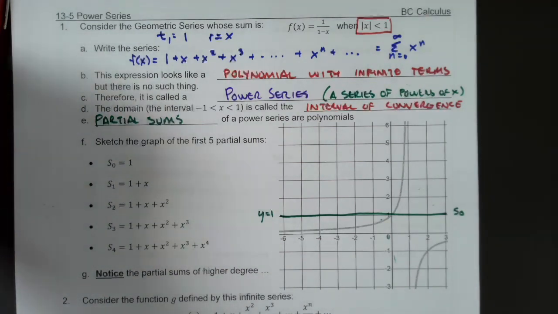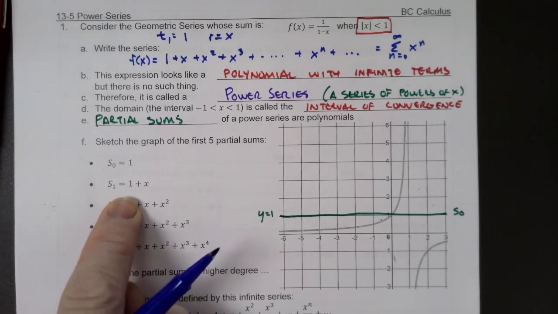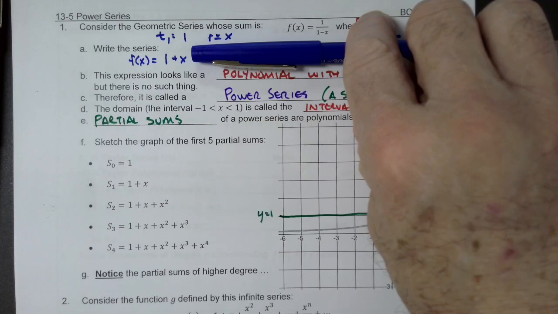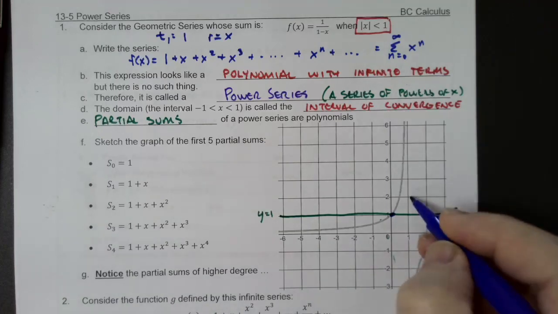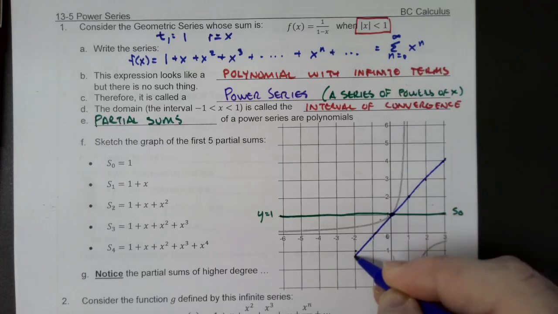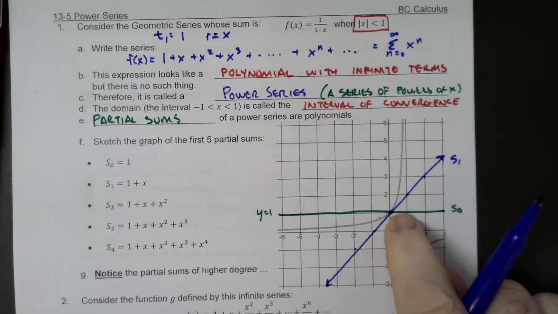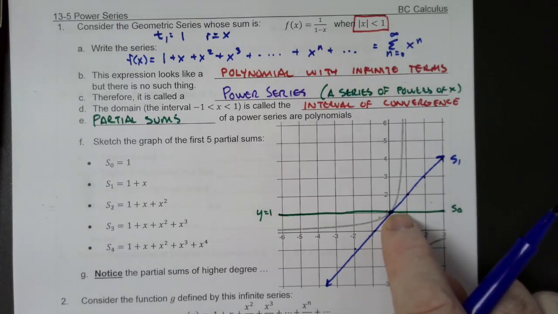Let's take a look at our second partial sum when n equals 1. That's just going to be the first 2 terms here, which is just a line that has a y-intercept at 1 and a slope of 1. And so it's going to look like this. That one goes like this. And you might even notice that that's a tangent line there, isn't it? At least it sure looks like a tangent line of the graph. It is intersecting the graph.